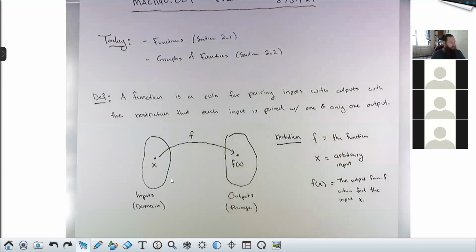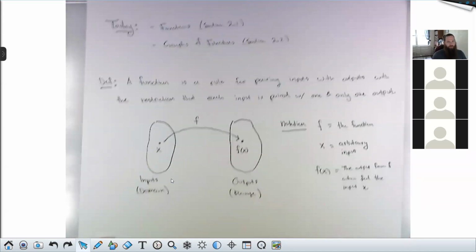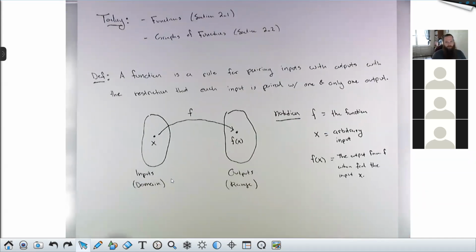And probably the most common way of describing a function is to give you some sort of algebra formula that tells you how to get the output from a given input. And that's where this f of x notation becomes so pervasive. But these are the basics. If I want to refer to the function itself, remember that is the rule, not any particular input-output pair, but the rule that tells you how to get an output from an input. X is just an arbitrary input, and f of x is the specific output you get when you feed f the input x.